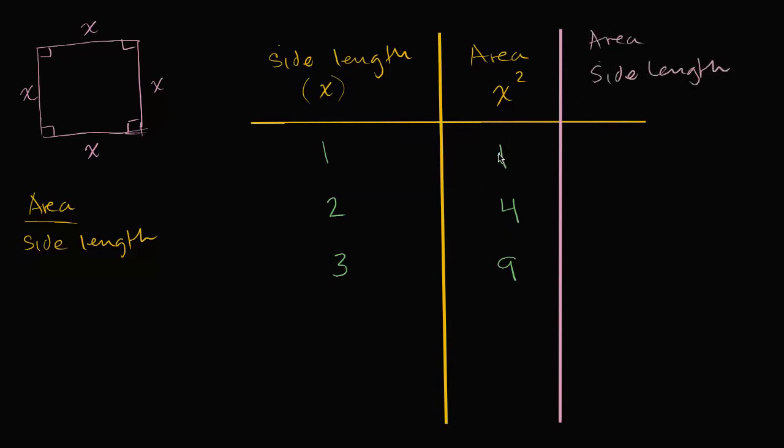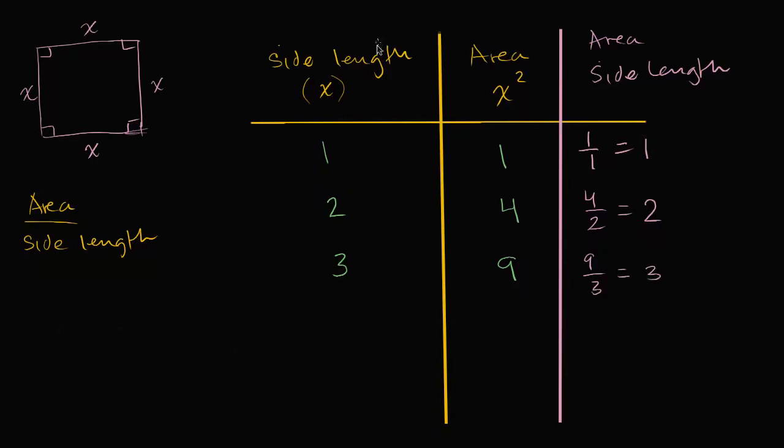So here the ratio is 1 over 1, which equals 1. That seems reasonable. For this next one, the ratio of area over side length is 4 over 2, which equals 2. I don't even have to go to this third one. I could say this ratio of area over side length is going to be equal to 3. And notice, I get a different value every time. This is not equal to a constant. I don't have a constant ratio between area and side length.